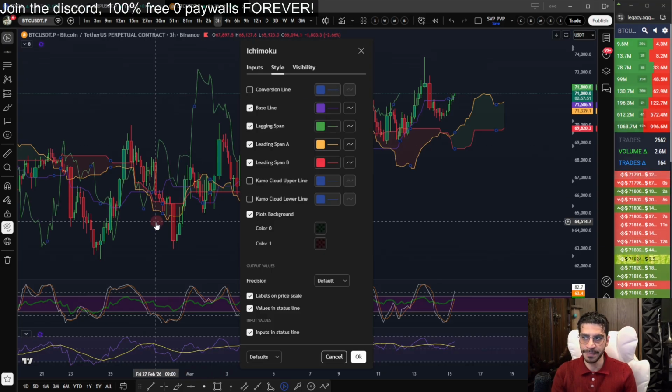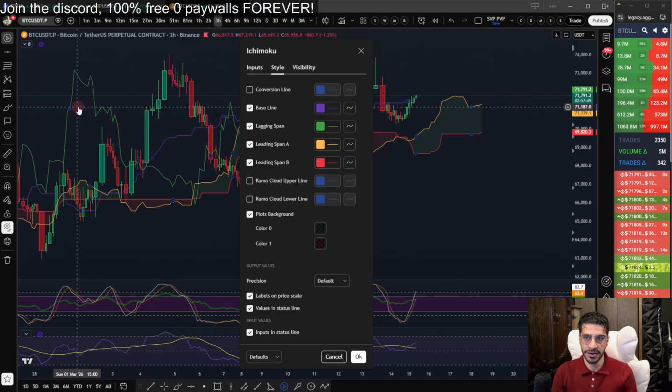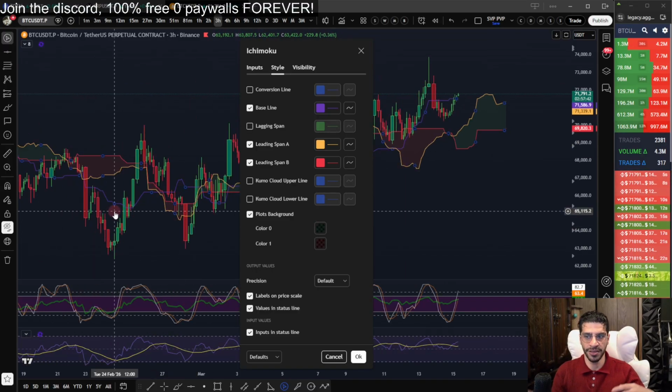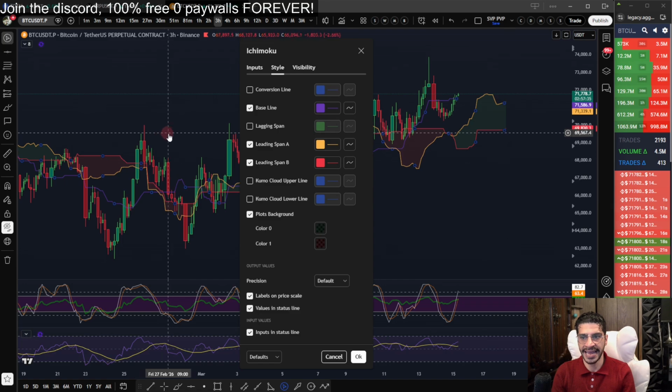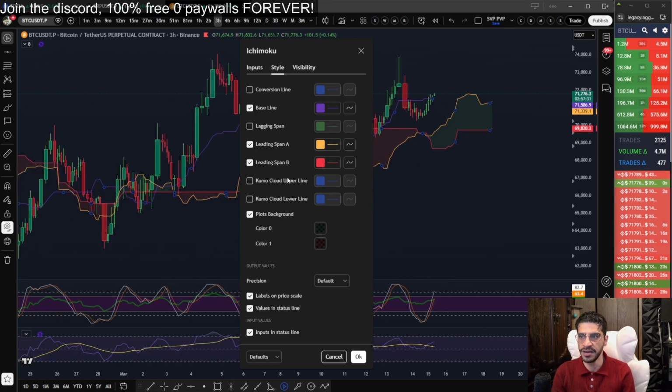The lagging span, I don't use either. I understand it can help figure out whether or not you're in an upward or a downward trend. But for the most part, whatever job a lagging span could do, a Watson comes in 10 times more clutch. But what I do keep on is a baseline, the leading span A and the leading span B.